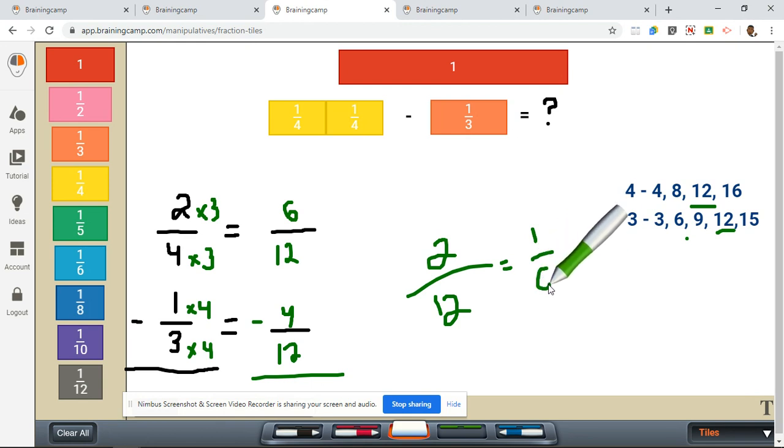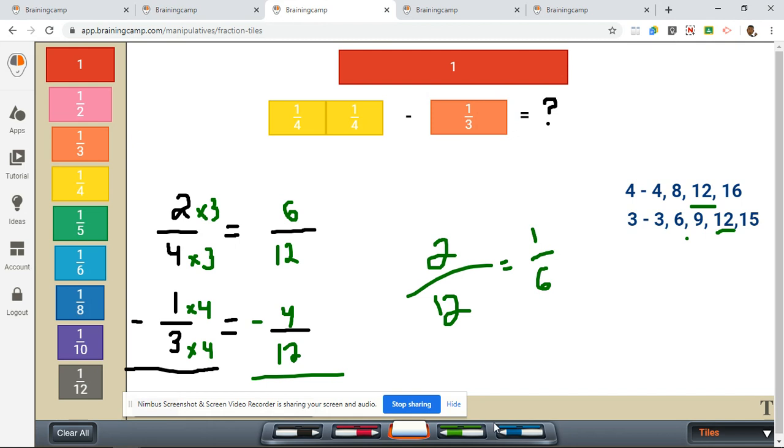Again, as I mentioned before, simplifying, you have to find something called the greatest common factor. Your factors are your numbers when multiplied that give you your product. So if I list out my factors for 2, my factors for 2 are 1 and 2. My factors for 12 are 1, 2, 3, 4, 6, and 12. So the greatest one that they end up having in common is 2.